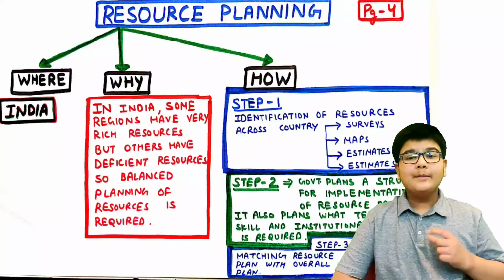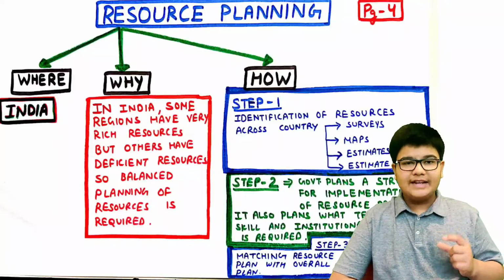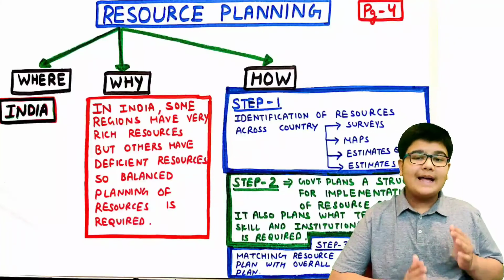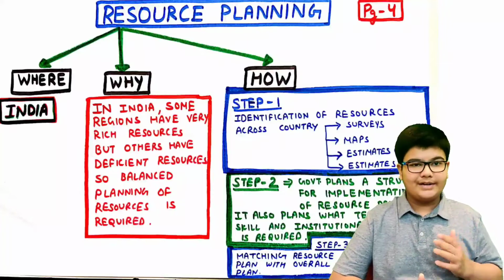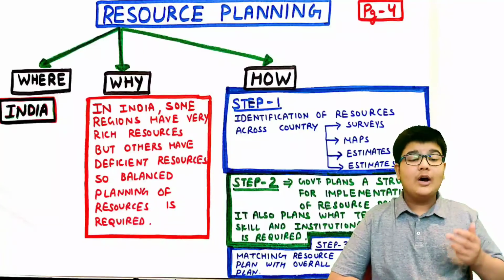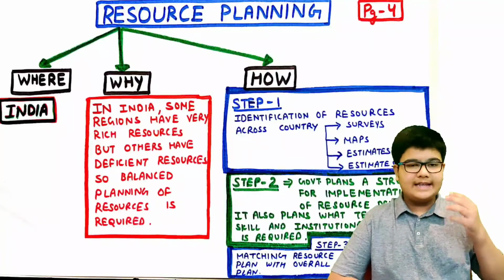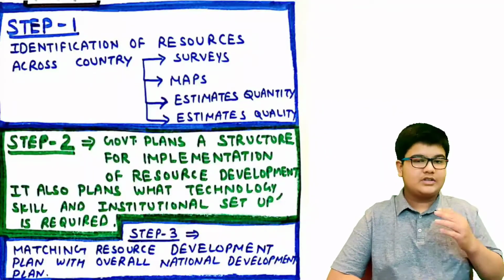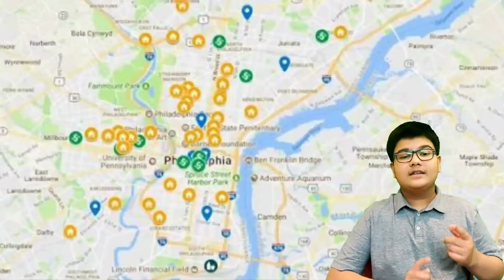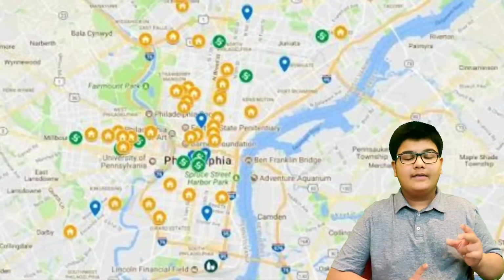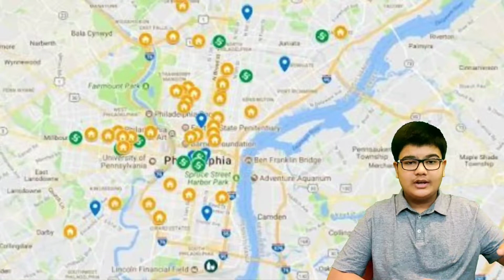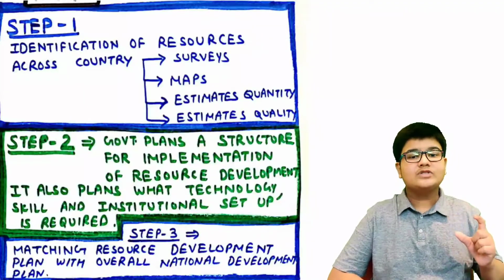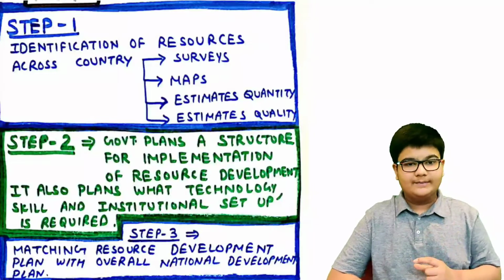Now in India, some regions have very rich resources, but others have very deficient resources. So balanced planning of resources is required. This process is conducted in 3 steps. Step 1 is identification of resources across the country. So the government surveys and maps which resources are present in which state of the country, and it also estimates how much resources are present and of what quality.